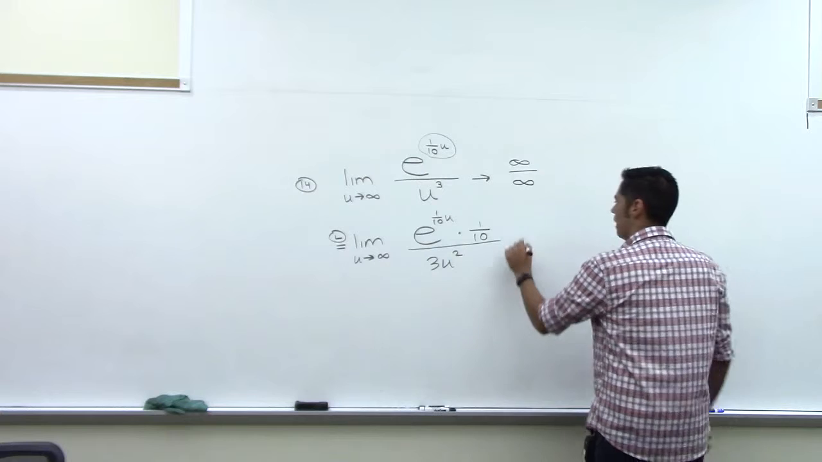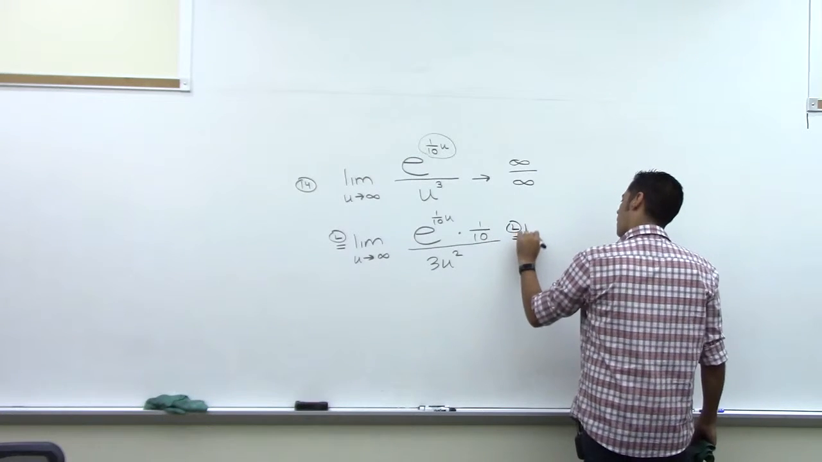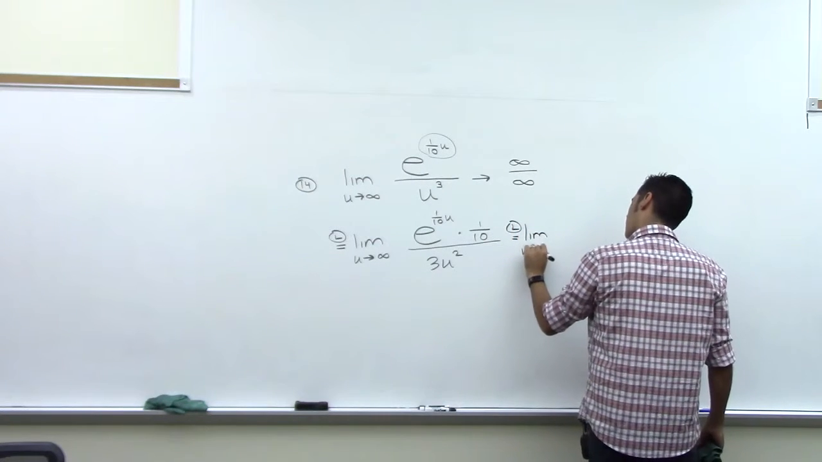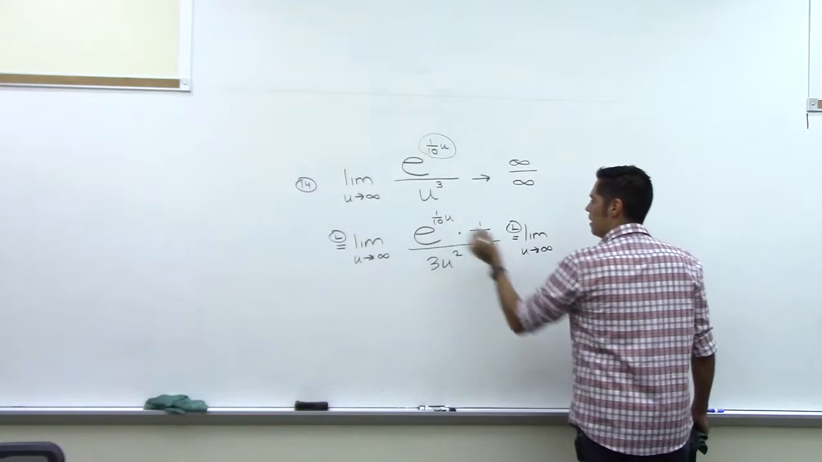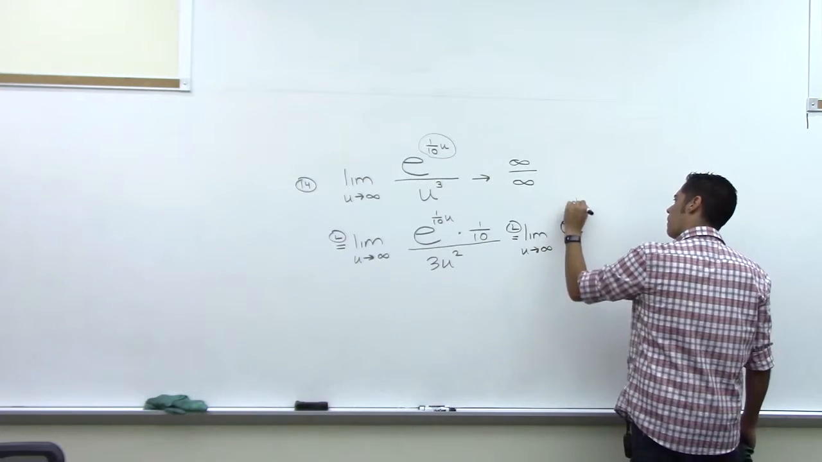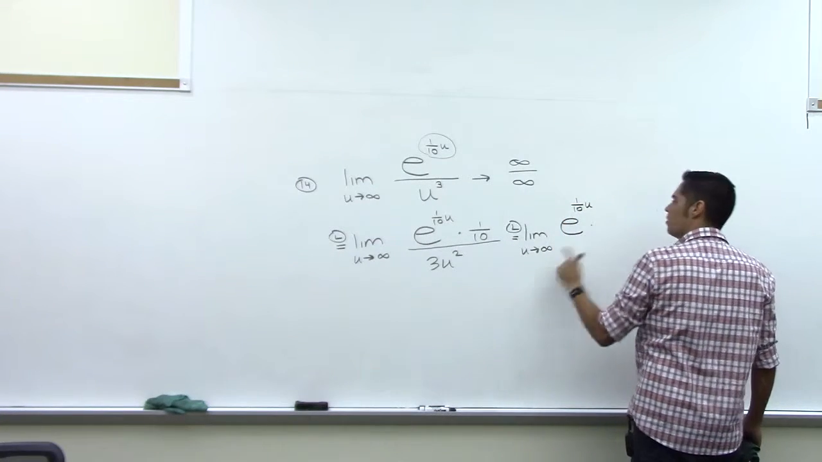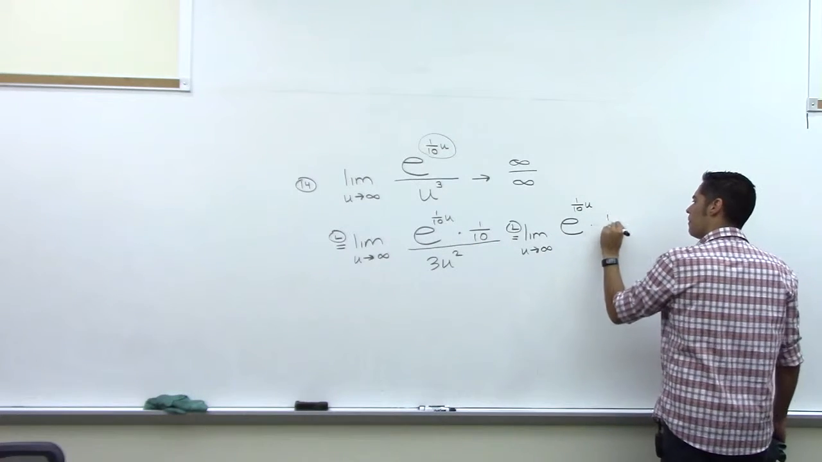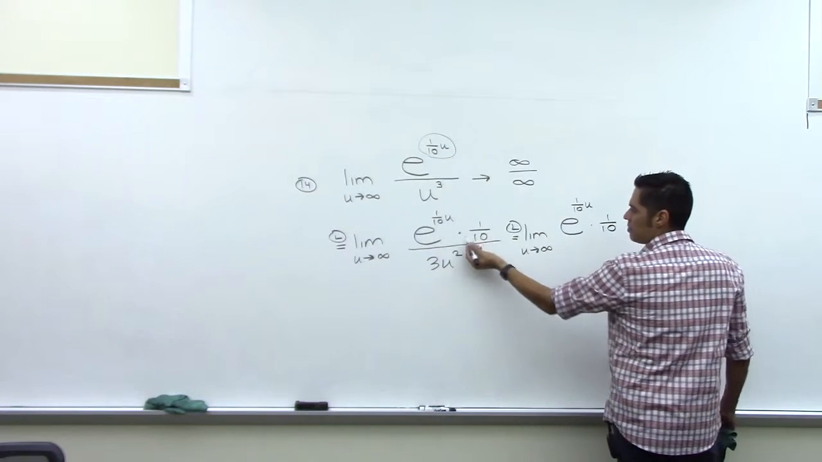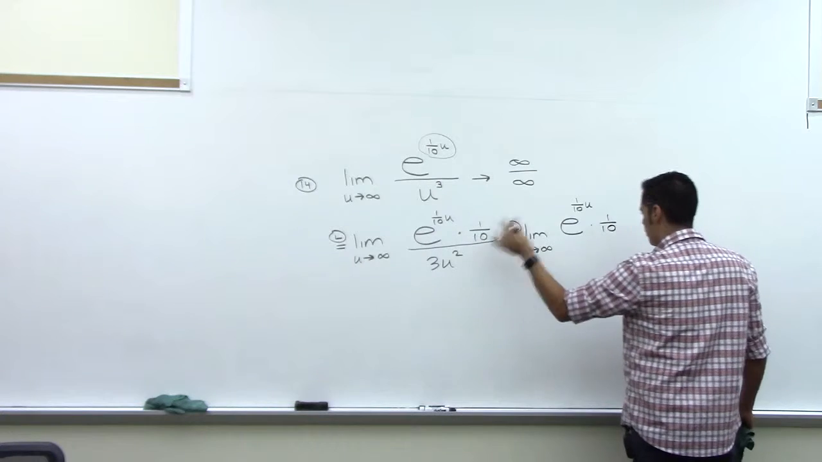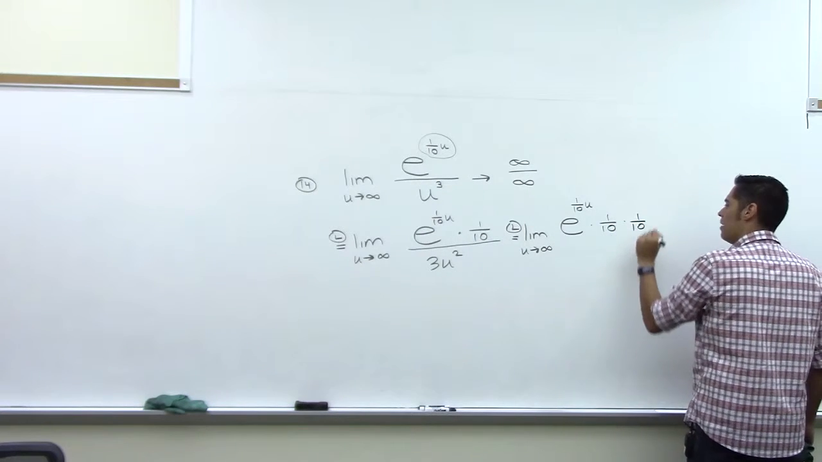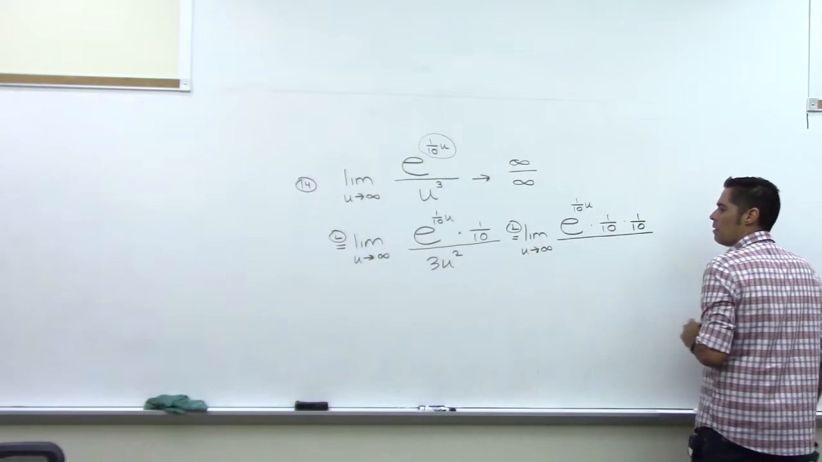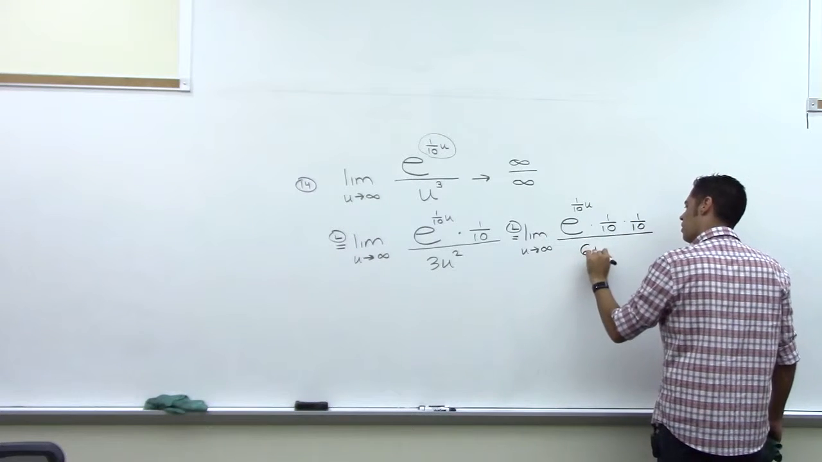Let's do L'Hopital again. Derivative of e to anything is itself. Chain rule says times derivative of what's inside. And I didn't mention this, but the 1/10 was a constant, so it was just going to come for the ride, so there's another 1/10. All over the derivative of the bottom, which is 6u.